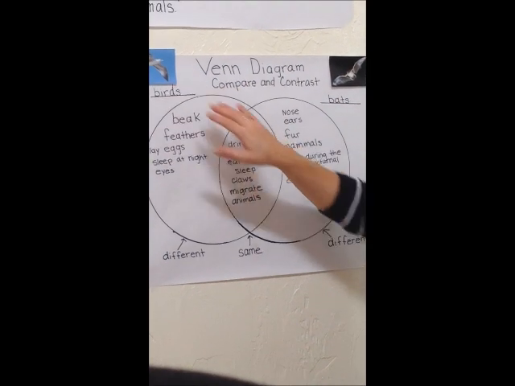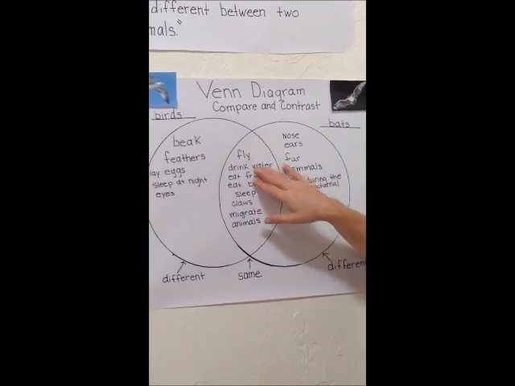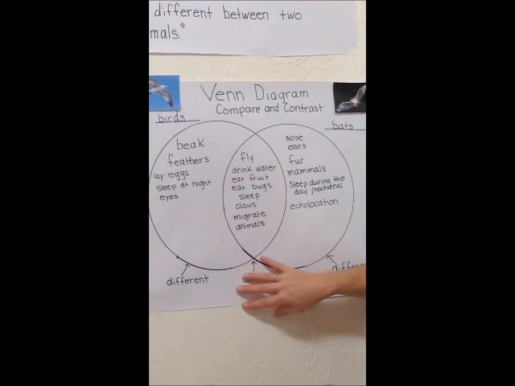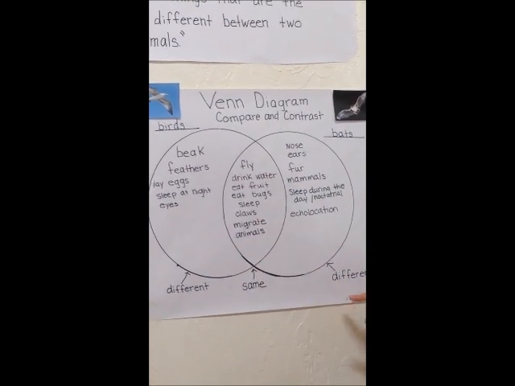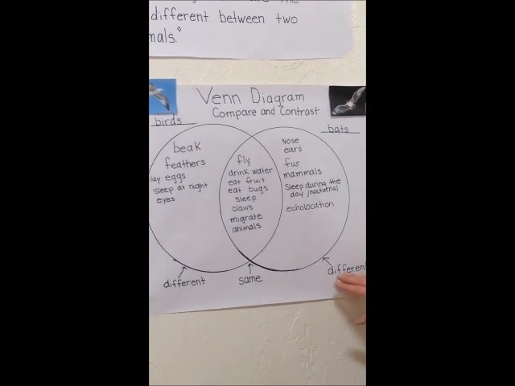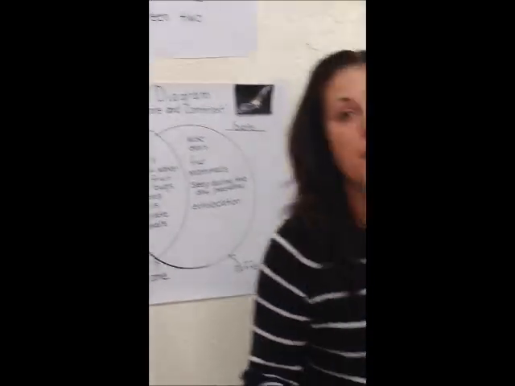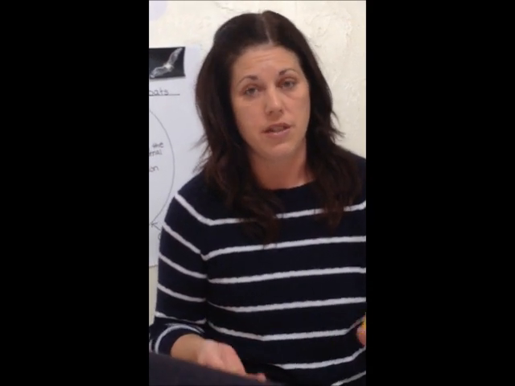These are the things, the properties that they share that are the same. Like they fly, they drink water. These are the things that are the same. So to really get them to understand how the Venn diagram works and what same and different means, I would then take some objects to really get an understanding of what I mean by similar and different.